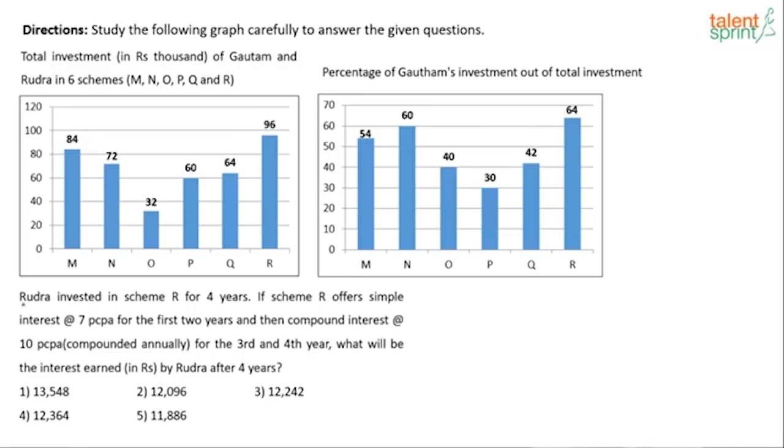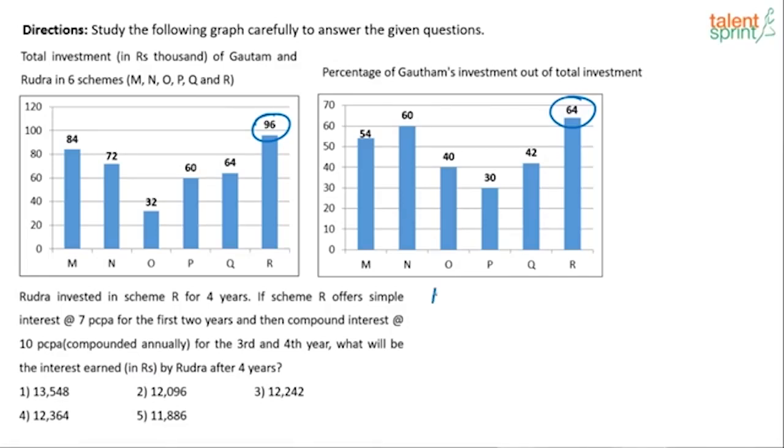What is the question? Rudra invested in scheme R for 4 years. So we are talking about Rudra and scheme R. 96,000 is the total investment. 64% is Gautam's investment, right? So Rudra's investment will be 36%. Rudra invested in scheme R for 4 years. If scheme R offers simple interest at the rate of 7% per annum for the first 2 years and then compound interest at 10% per annum compounded annually for the third and fourth year, what will be the interest earned in rupees by Rudra after 4 years?